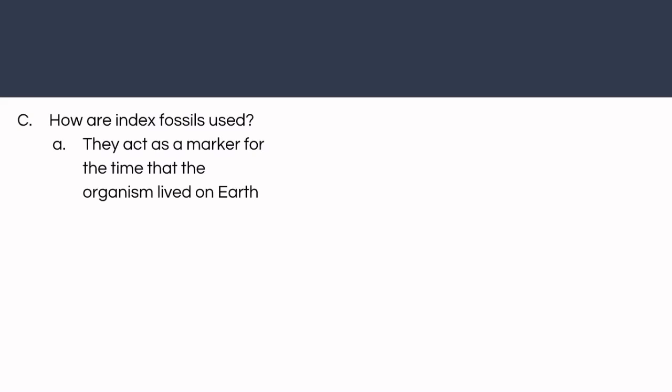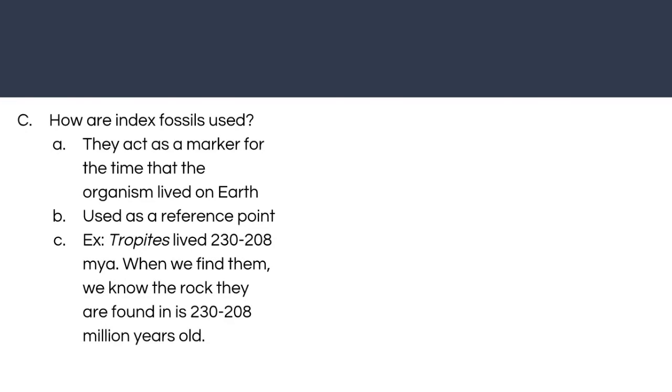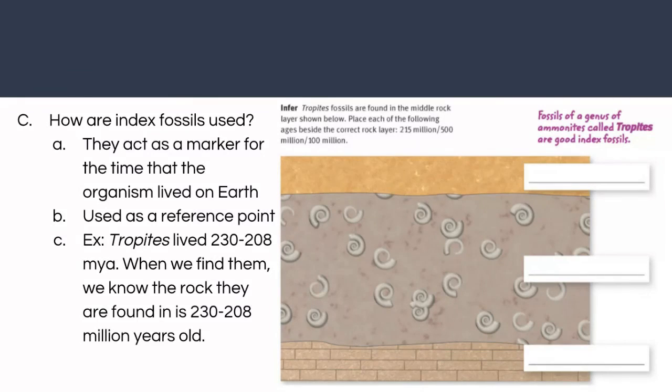So how are they used? Like I said, they're used for reference. They act as a marker for the time that that organism lived on Earth. So if I find a trilobite in a layer of rock, then I know that that layer of rock came from when that trilobite lived. The book gives us an example about tropites. Tropite is a type of ammonite, kind of a squid ancestor. Tropites lived between 230 to 208 million years ago. When we find them, we know that the rock we found them in is between 230 and 208 million years old.